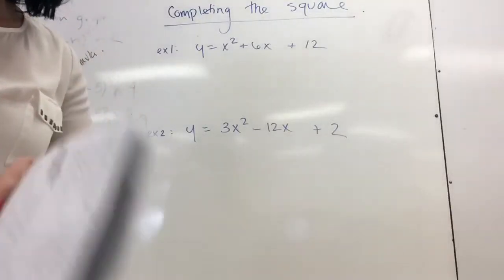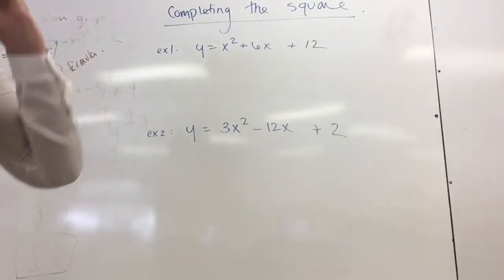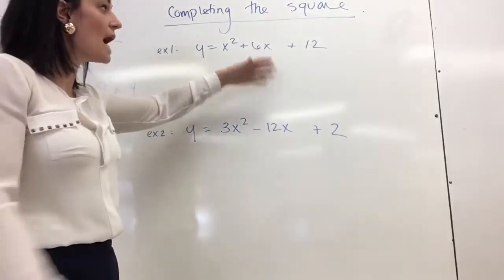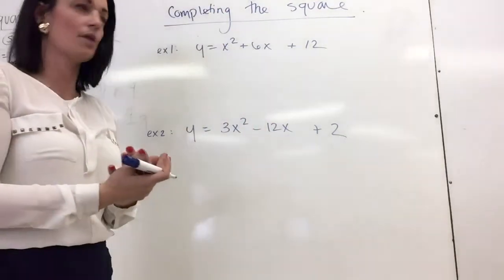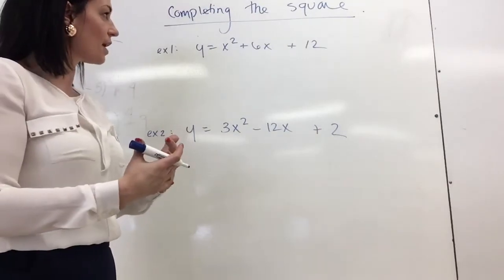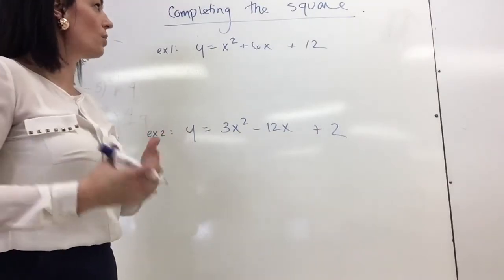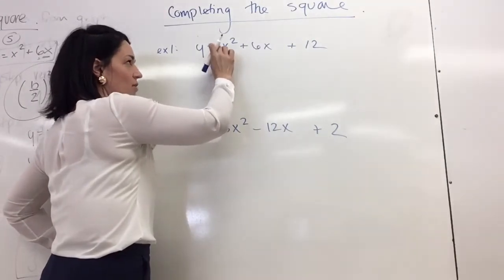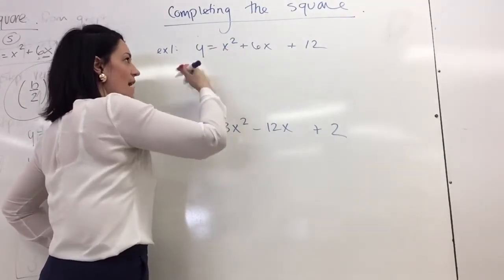Okay, so hopefully now you know why you're dividing the b value by 2 and squaring it. Now I'm just going to do some actual examples with you, okay? So the very first thing that I want you to do when you're doing a completing the square question is basically check if there's any a value other than 1. If there is, it needs to be factored out.